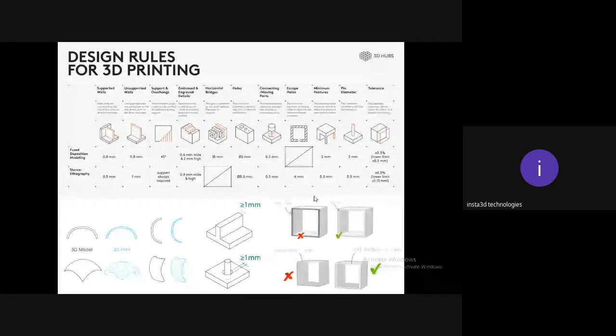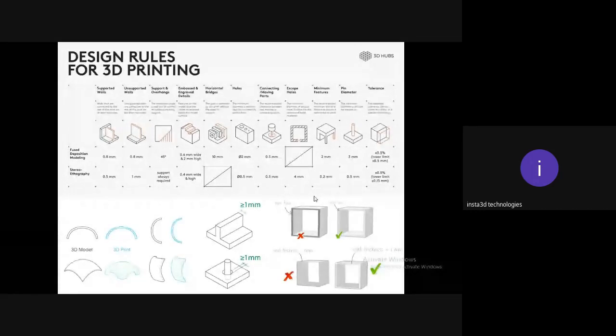It should be supported. Unsupported wall means it is a stand-alone wall, and based on FDM technology, if we are going for a design, we should maintain 0.8 mm of minimum wall thickness in order to get a good surface finish in FDM technology. And considering SLA technology, it should be 1 mm.